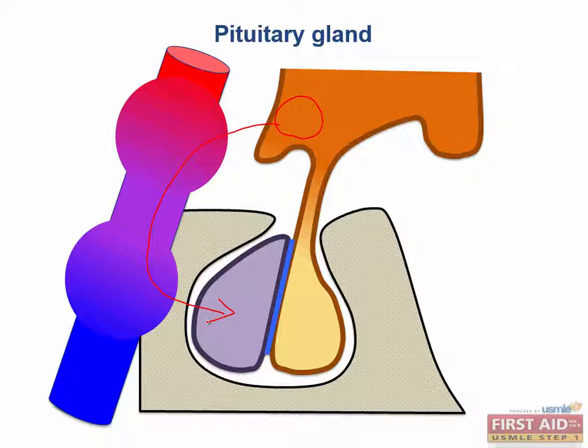We'll talk a lot about these feedback loops in the physiology section, but by and large they're pretty intuitive. So, how does the hypothalamus control the secretion of hormones from the posterior pituitary?